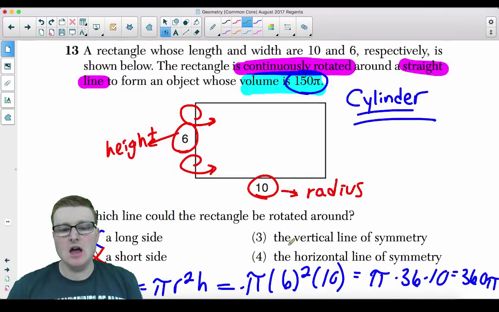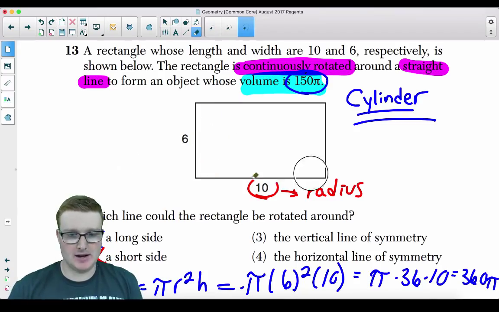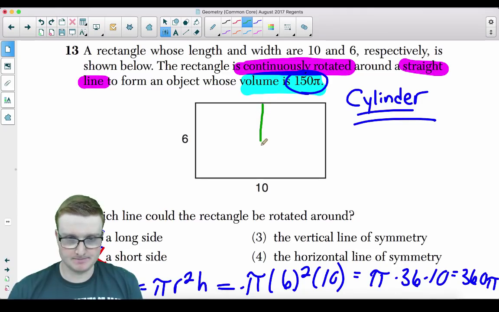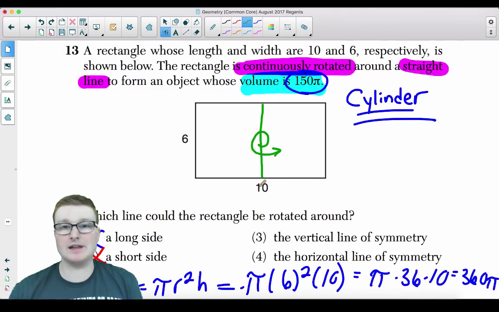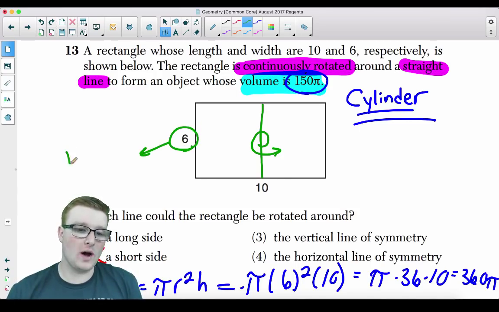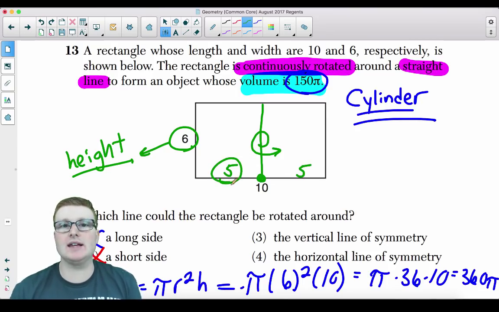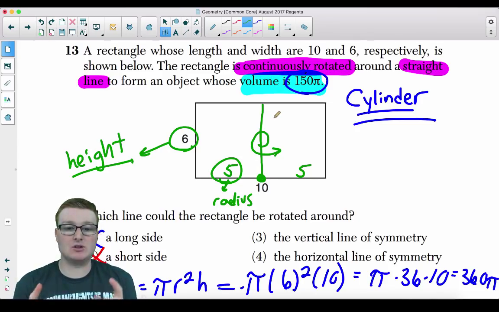Now, let's take a look at choice 3. The vertical line of symmetry. Okay, this is tricky. The vertical line of symmetry is here. You're spinning it around like this. This 6, without a doubt in your mind, is the height. The problem is, what is the radius? The radius is not 10, it's 5. Because what we just did is we bisected this side down here to get a length of 5 and 5. This is your radius. The 5, not the 10. Because we're spinning it around, basically it's the perfect example of the revolving door.